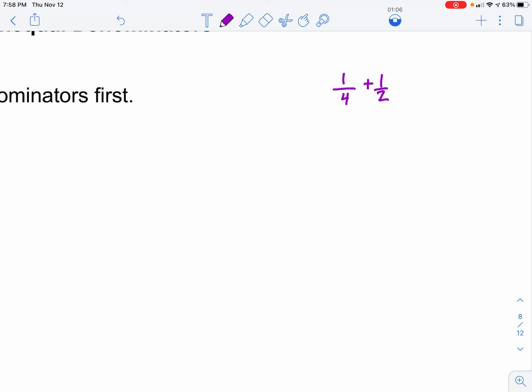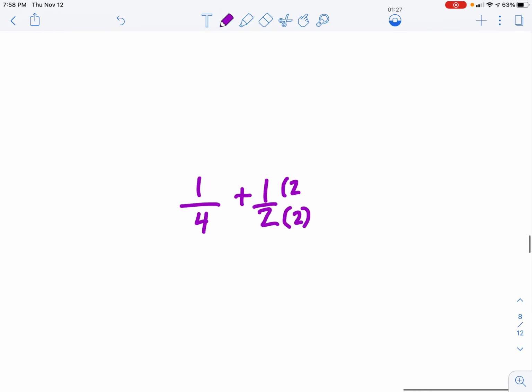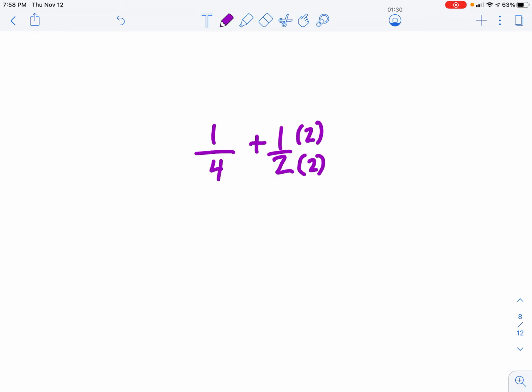Well, what you guys have shown me you know how to do is you would say, oh, well, the least common multiple of 2 and 4 will give me the lowest common denominator, which happens to be 4. So I need to change this 1/2 into something with a denominator of 4. So I would simply multiply both the denominator and the numerator by 2, right? Because really all that means is I'm multiplying my fraction by a value of 1, so it's not going to change the value, it just changes the way the expression is written. So now I have 1/4 plus 2/4, and we know that equals 3/4.